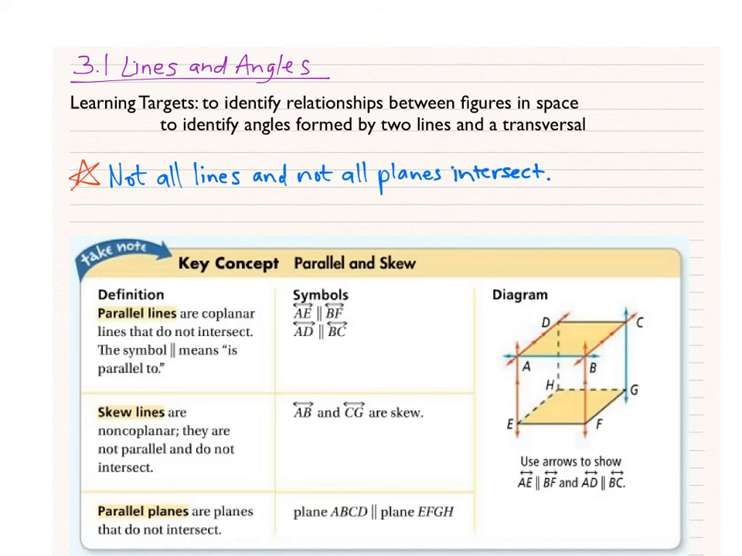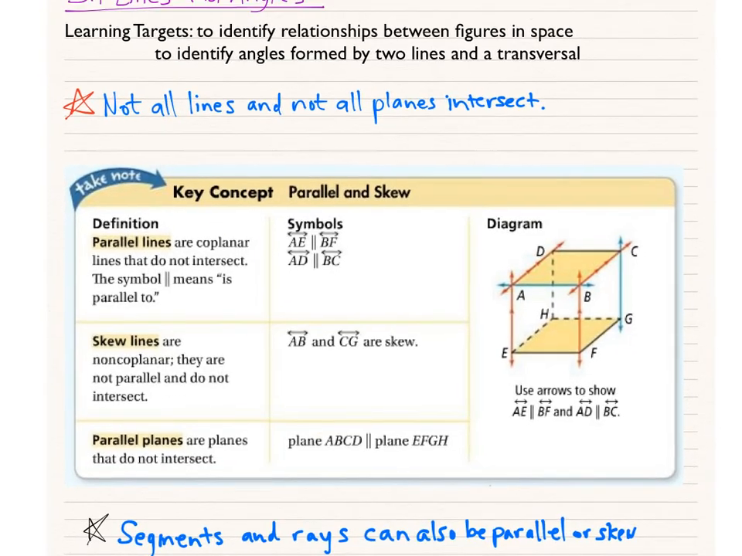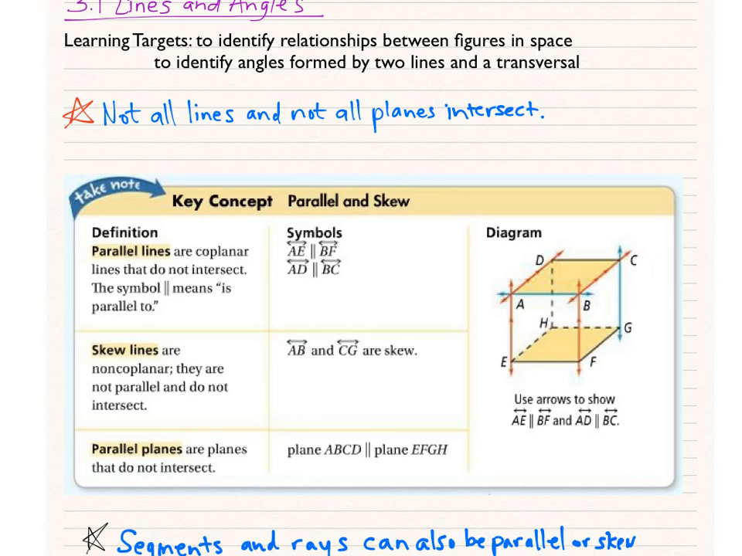This is the video lesson for geometry, section 3.1, lines and angles. In this lesson, we're going to identify relationships between figures in space and then identify angles formed by two lines and a transversal. So here are some key concepts in this section.